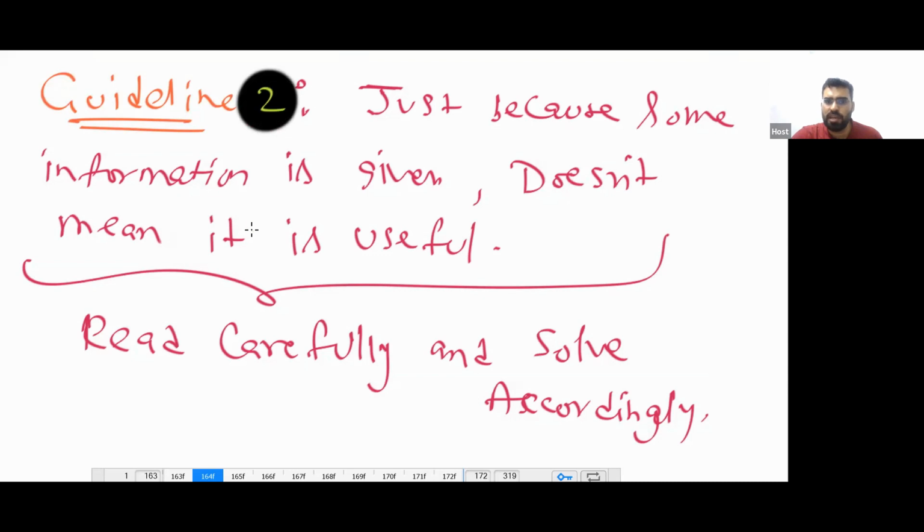Read the question carefully and answer it. I have seen this many times. Some information is given and somehow a student will try to use it. Like, okay, this information is given, I will use it. Whatever, they do not care what is asked, they will just try to use it. So don't do this. Just because some information is given, it does not mean it is useful.